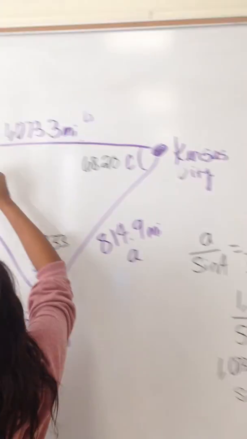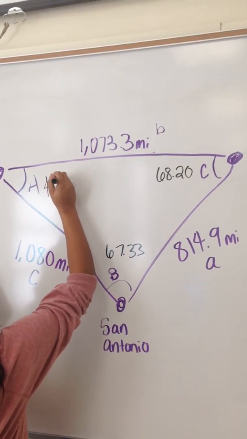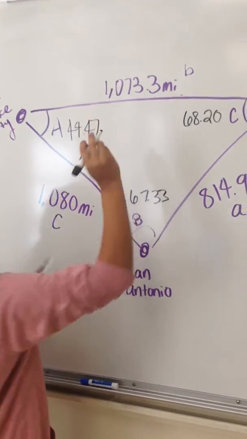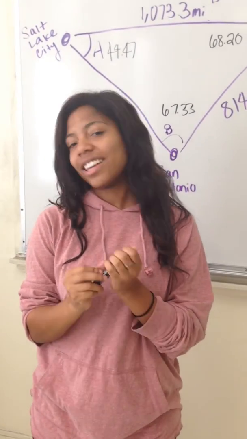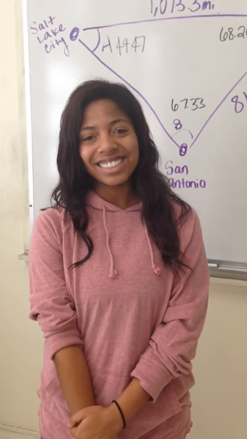So that's your last answer, and that's how you find the angles of missing triangles.